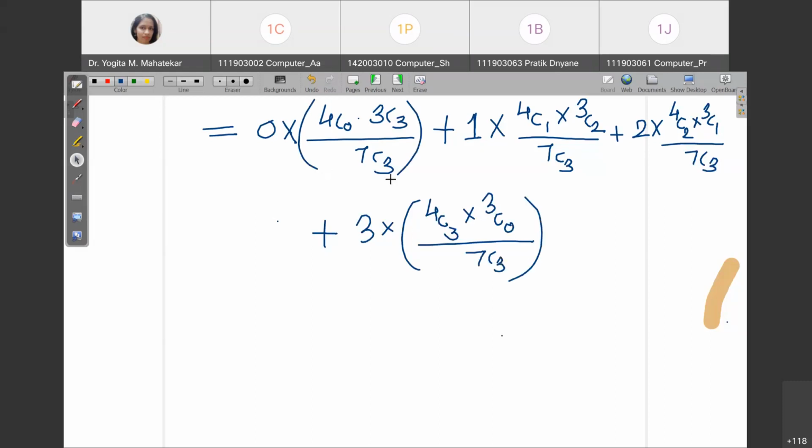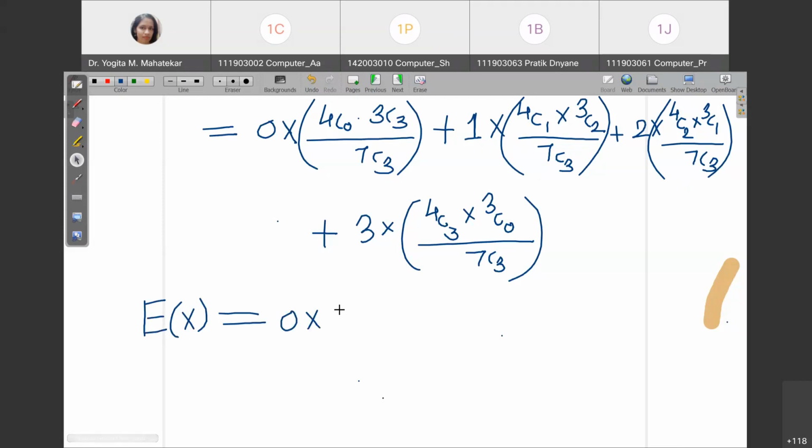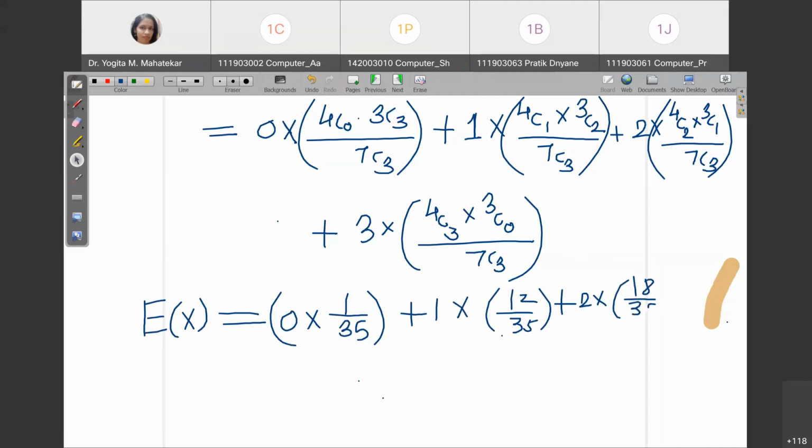So this is f of 0, this is f of 1, this is f of 2, and this is f of 3. Just calculate this answer. I hope you can calculate. And this is 0 into, what is this first f of 0? 1 by 35, I guess. Plus 1 into 12 by 35. This 2 into 18 by 35. Plus 3 into 4 by 35. Is it correct? Yes, it's similar.